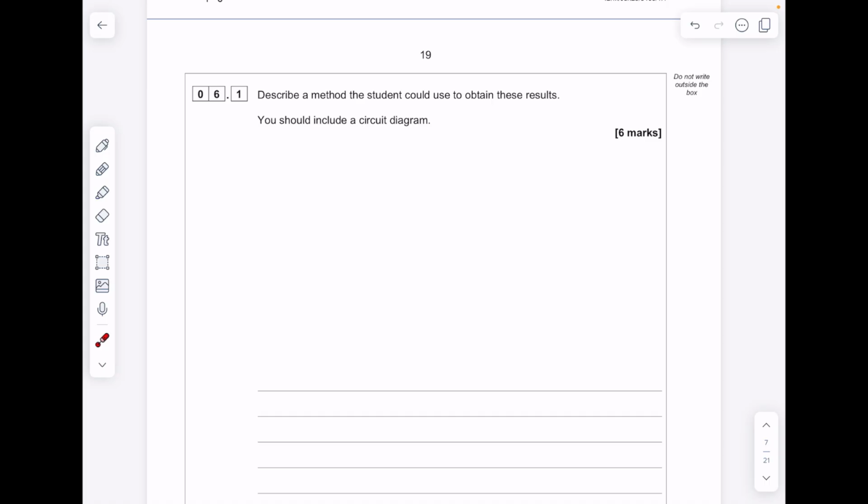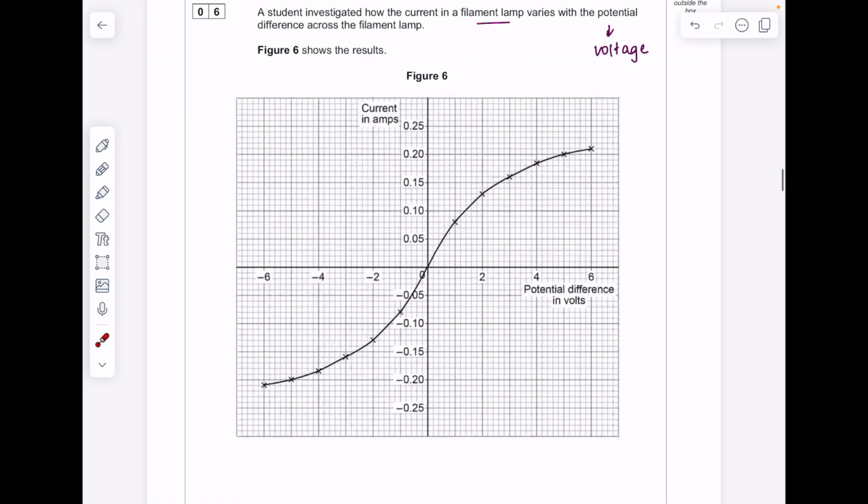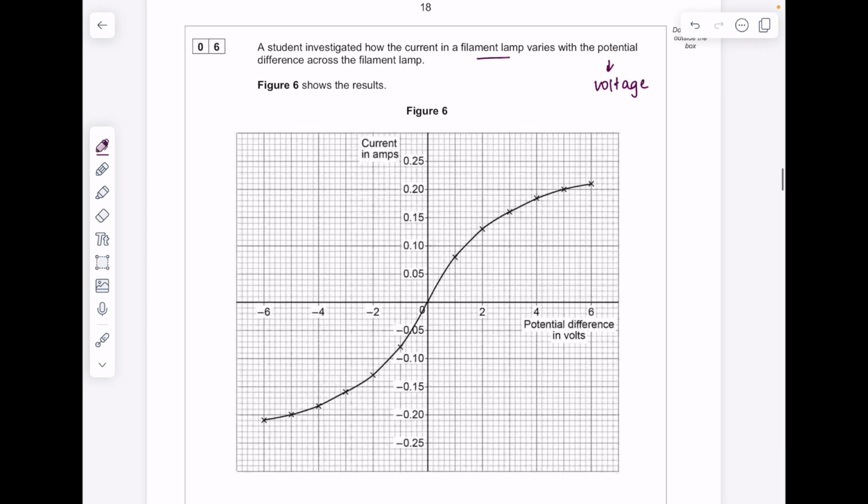Remember, that's a slightly different part of the specification, but you do need to be aware of Ohm's law. Describe a method the student could use to obtain these results. You should include a circuit diagram. So have a look closely at what we have. We need a filament lamp, which remember this is the symbol of. We need a voltmeter in order to measure the potential difference. We need an ammeter to measure the current. The voltmeter needs adding in parallel. The ammeter needs adding in series.